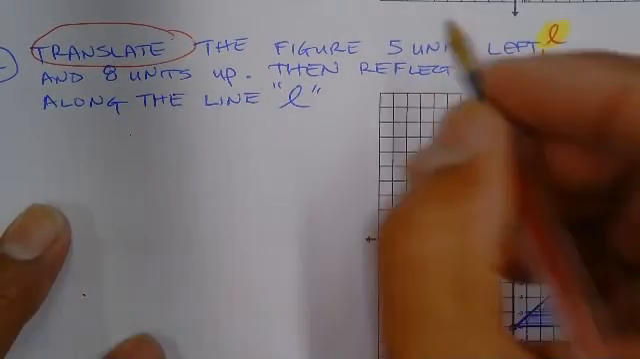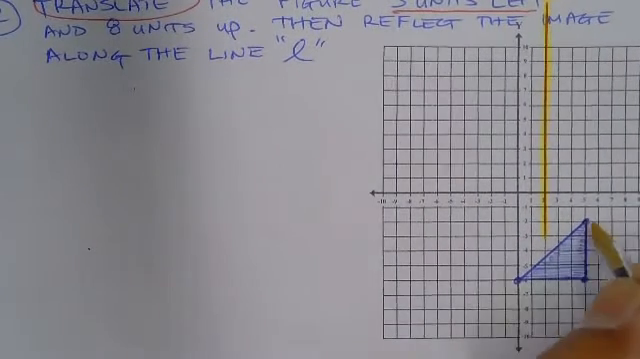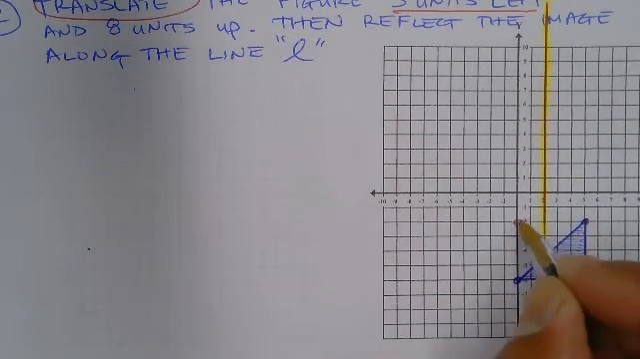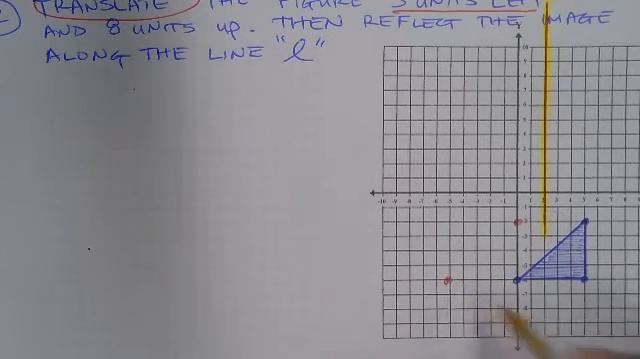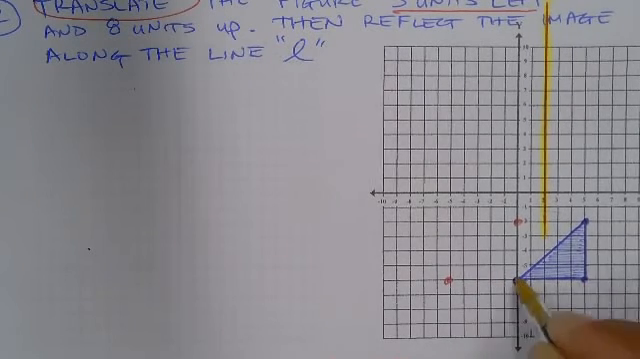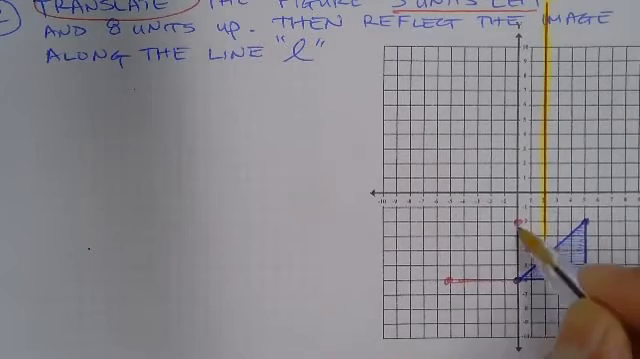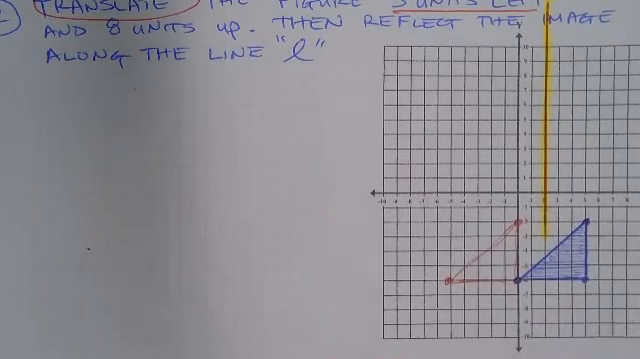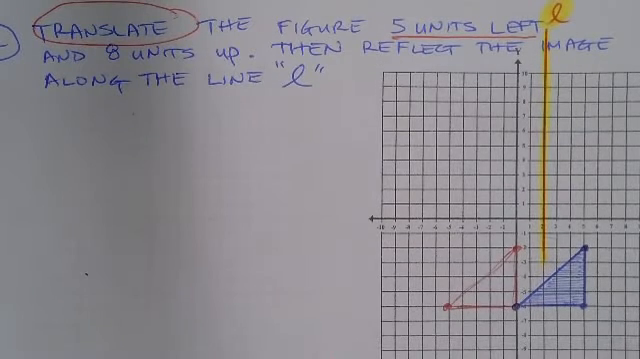Translate the figure 5 units left. Let's do the 5 units left first. That means each point goes 5 units to the left. 1, 2, 3, 4, 5. Oh, this is going to be here. So when you move it 5 to the left, lightly, it's right there. Did everybody count 5 to the left and it's right there?